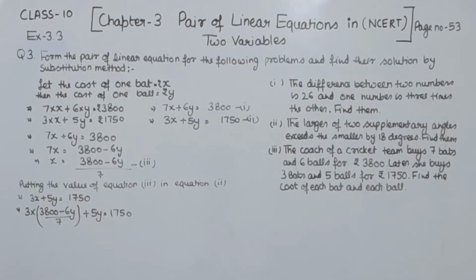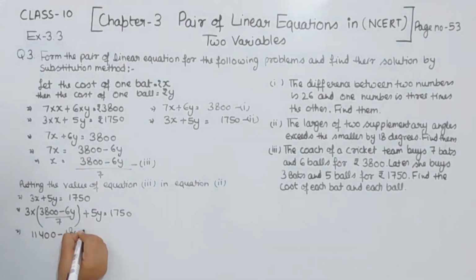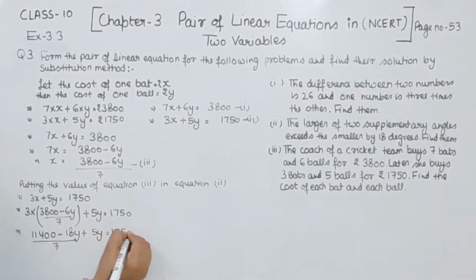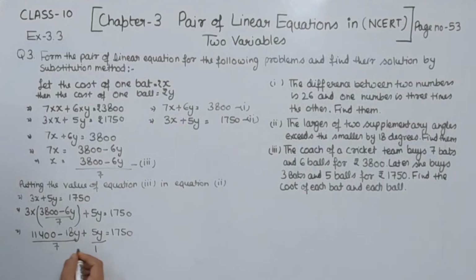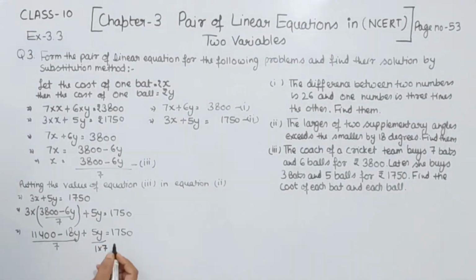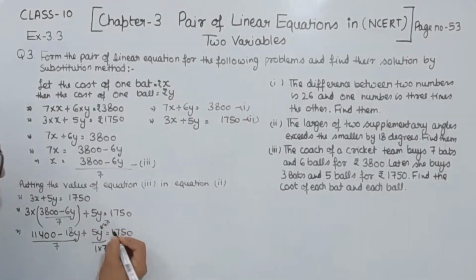Now first of all we are going to multiply this. So we have 3 multiplied by 3,800 equal to 11,400, minus 6 3s are 18y, and in the denominator we have 7, and here we have plus 5y equal to 1750. Now for adding this, first of all the denominator should be the same. Here we have 1. We have to make this 7. For that we multiply by 7 in the denominator, so we have to multiply the numerator also.